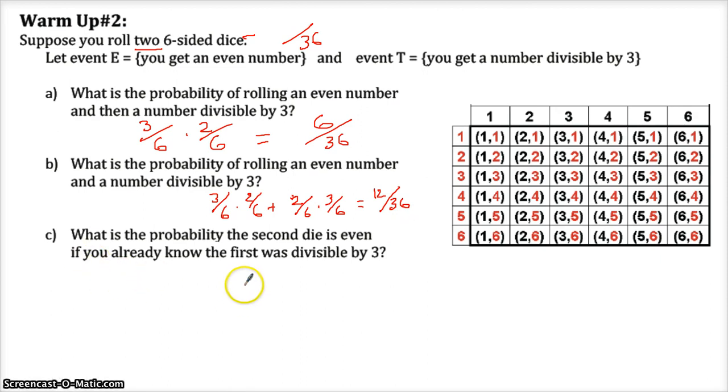Was probably the second die is even if you already know the first one is divisible by 3. Well, these two dice are independent. I don't care what the first one did because it has nothing to do with how the second one comes up. So that is still 3 out of 6 because of what I know about independence.